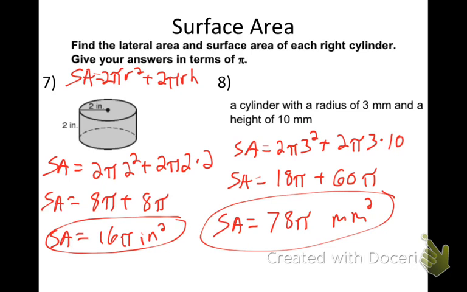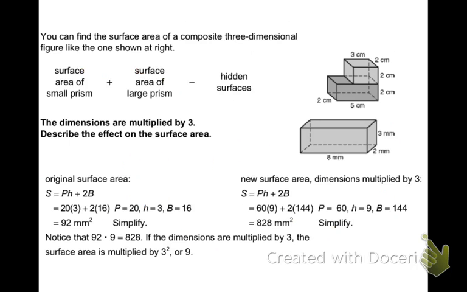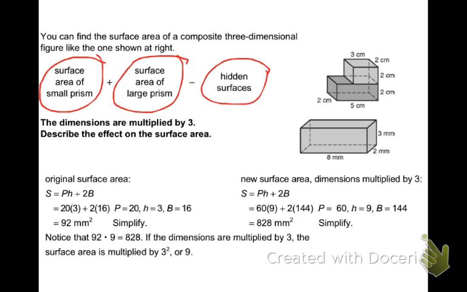All right, so how are we doing here so far? Getting surface area pretty good? Great, because now we're going to add the next step. Next part here is, well, we have sometimes composite figures, so multiple figures in one. You can find the surface area of a composite three-dimensional figure like the one shown at right. Now, there's a lot of different ways to do it here. They show you can do the surface area of the small prism plus the surface area of the large prism minus the hidden surfaces. Okay, that's one way to work it out here.